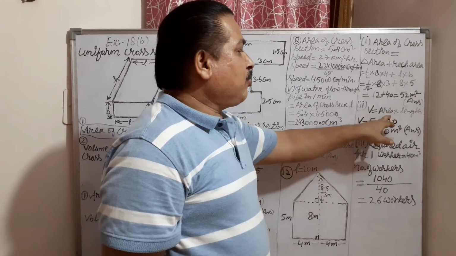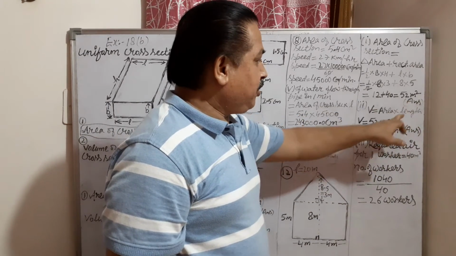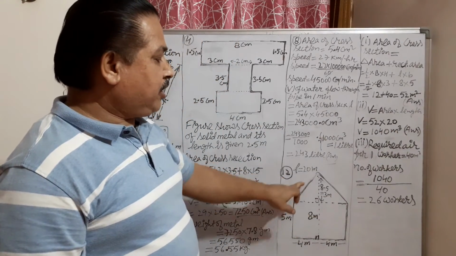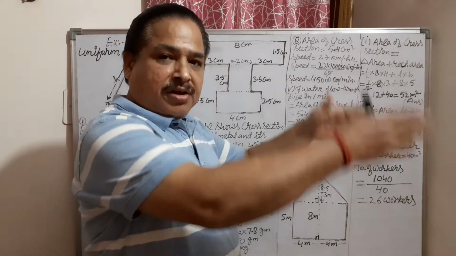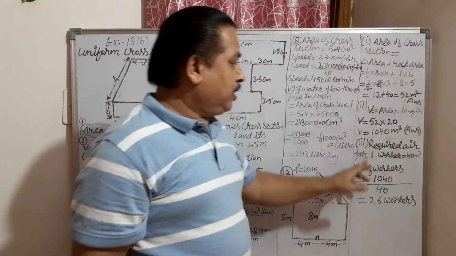Now they are asking in second part volume. Volume formula is area of cross section into length. Area of cross section is here in the first part 52 meter square and length is given here 20 meter. Multiply by 20, 1040 meter cube. Now third part.